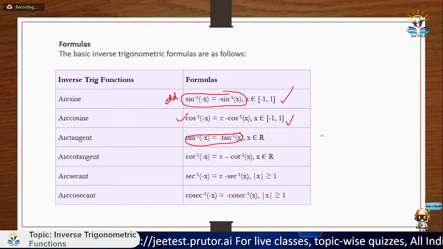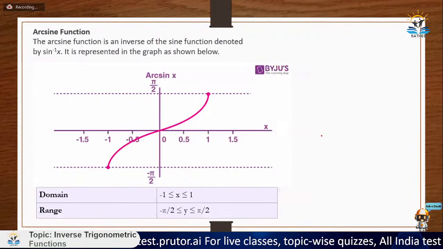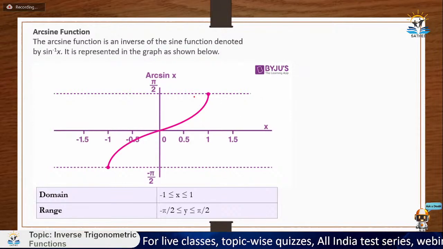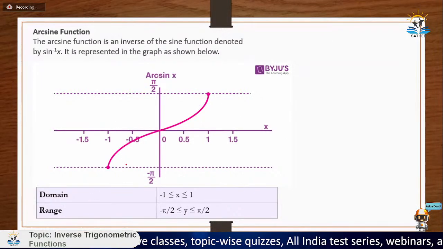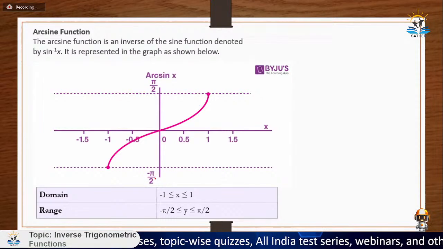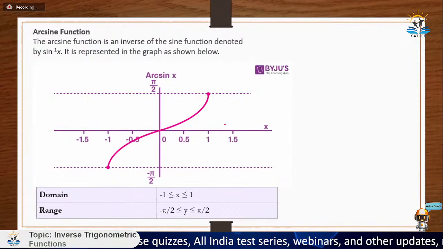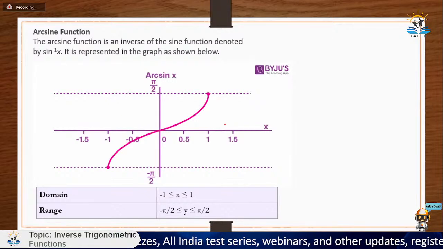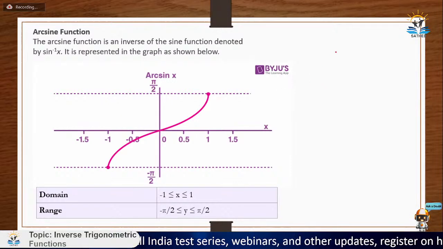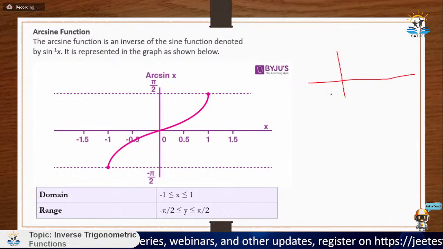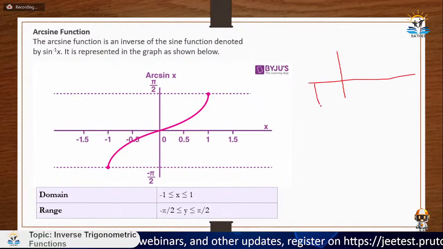So let's move ahead. Moving on to the arcsine function, it is defined only from minus pi by 2 to pi by 2. Why? Because if we define it beyond pi by 2, then my sine function will repeat its values. We know the graph of sine is something like this.